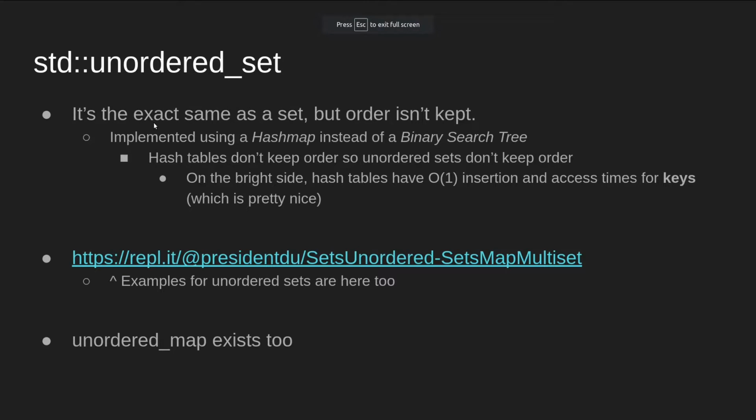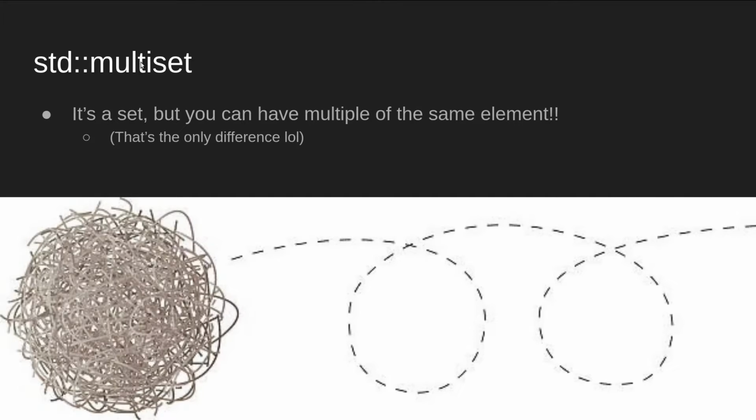And there's unordered set, the exact same as a set, but the order isn't kept. It's implemented using a hash map instead of the binary search tree I mentioned earlier. So hash tables don't keep order, so unordered sets don't keep order. But on the bright side, hash tables have O(1) insertion and access times, so it's constant time for keys, which is pretty nice. I talked about those earlier. There's also unordered maps as well, and those have their own pros and cons. And then there's multiset as well. It's a set, but you can have multiple of the same element, and that's the only difference.